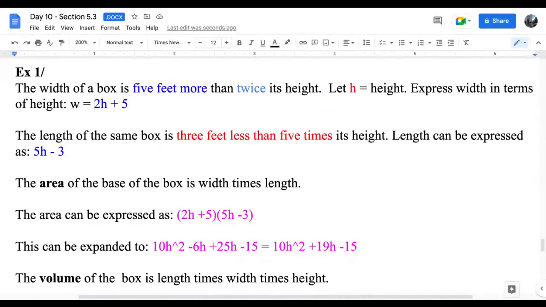Anyone has any question? Let's see this one. The length of the same box is 3 feet less than 5 times its height. So now we want to find the length. 3 feet less than what? 5 times its height. 5 times its height is 5h, and 3 feet less is minus 3. So that's the length. Maybe we use L to represent it. L equals 5h minus 3. Then we want to find the area of the base of the box.